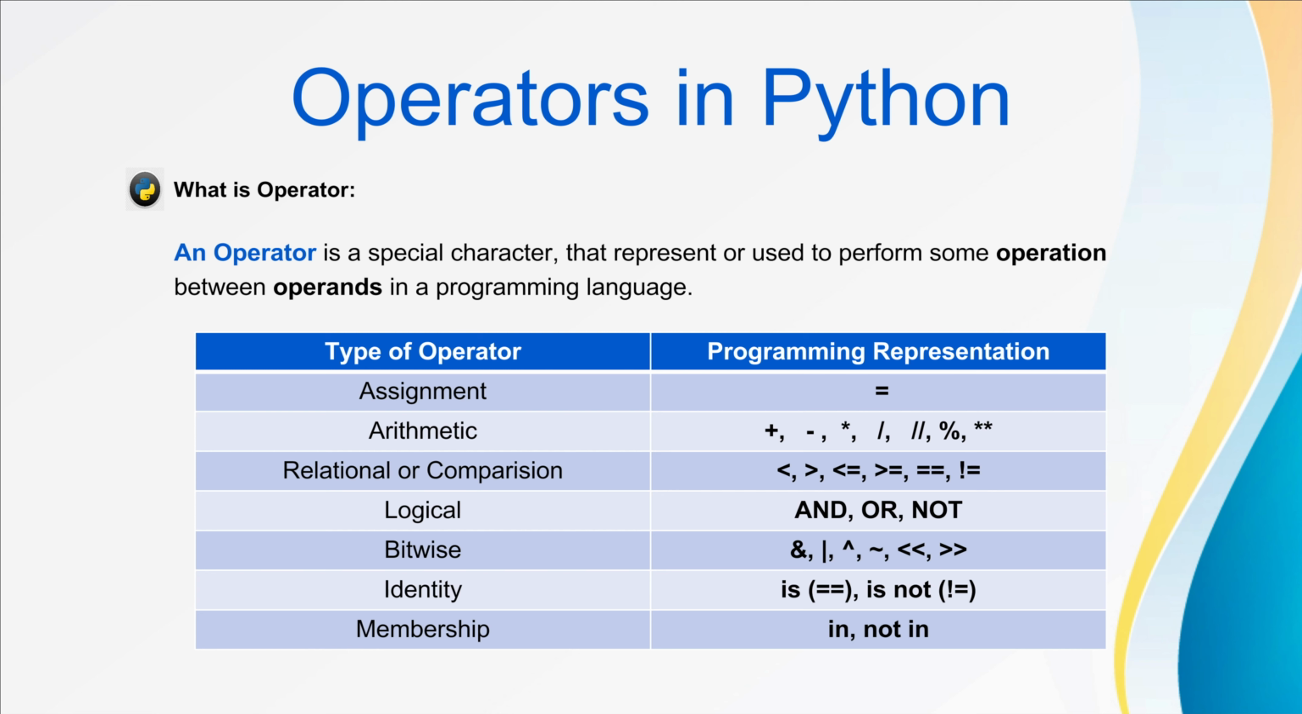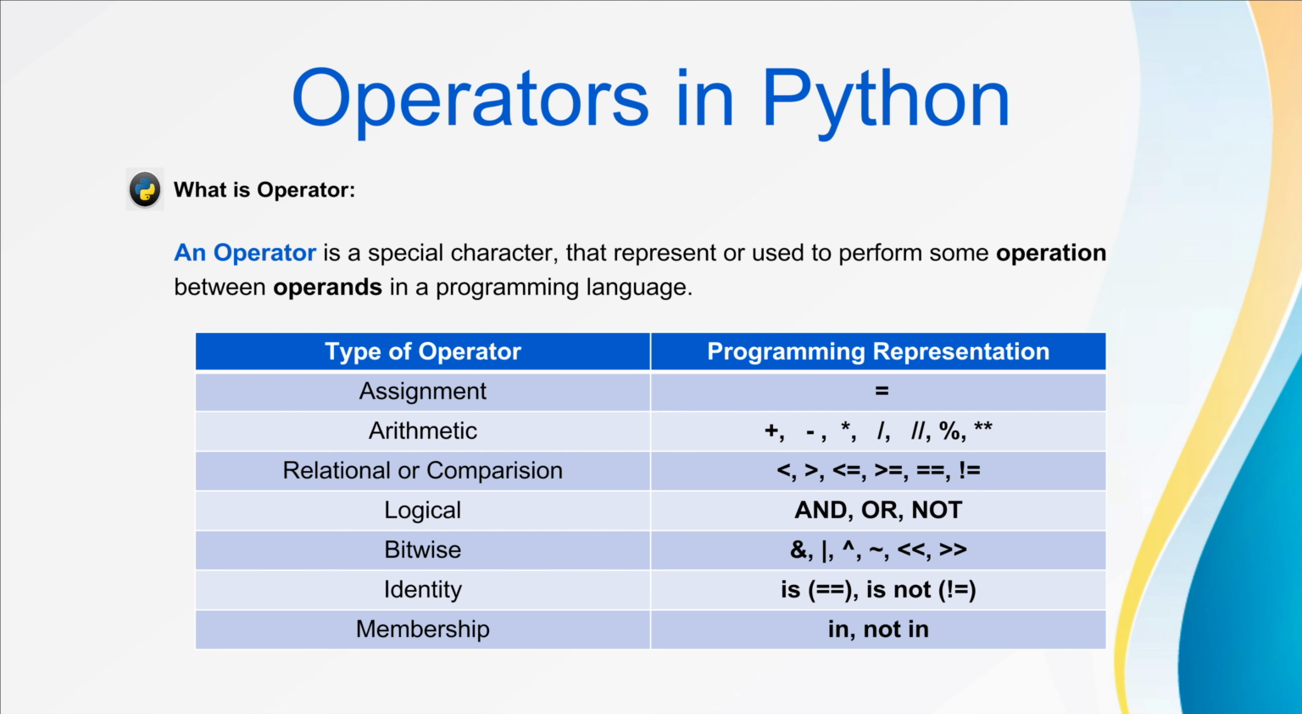They are the assignment operator, which is represented using the special character equal to. And the next set of operators are arithmetic operators. We can perform all kinds of arithmetic operations between variables or values using a special character for each type of operation, such as plus for addition, minus for subtraction, star for multiplication, forward slash for division, double forward slash for integer division, percentage for modulo operation, and double star for power of operation between operands.